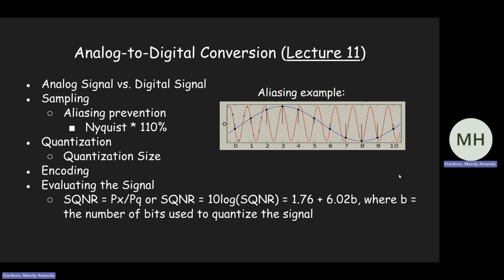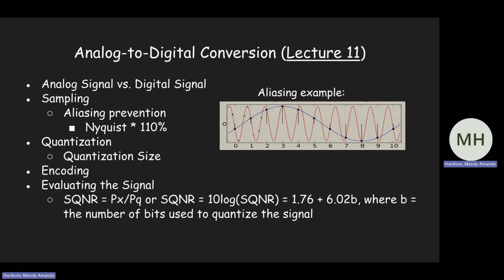So that would be your Nyquist, which is 2 times your maximum signal frequency, which is 50 kilohertz. So it'd be 2 times 50,000 times 1.10, which is the 110%. And that would be your new sampling frequency that you would sample your analog signal at to prevent aliasing.